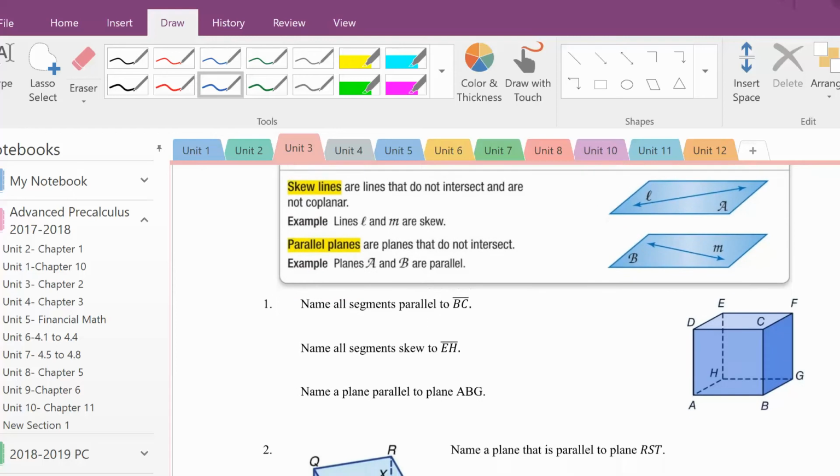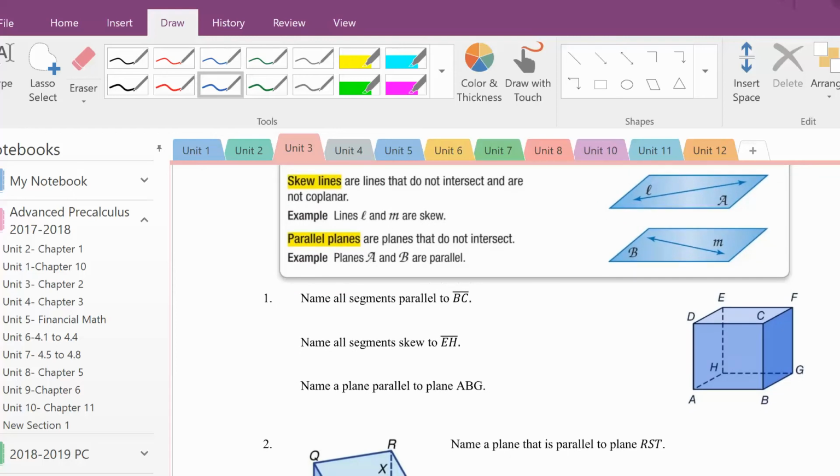So if we look at the figure here and we want to say name all segments parallel to BC. Well, BC is right here, straight up and down. So we could say that AD is parallel to BC, right? AD. We could say that EH or HE is parallel. And we could say that FG is parallel to BC. Those are the three segments that would be.